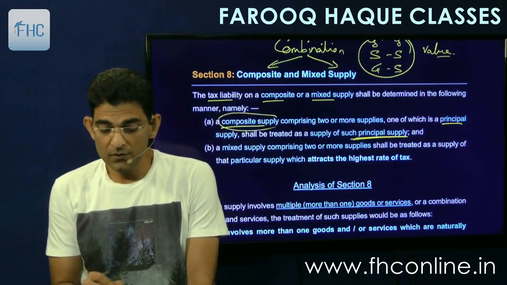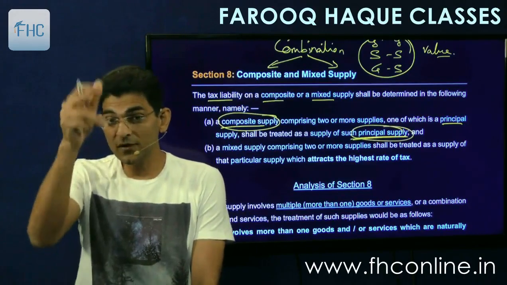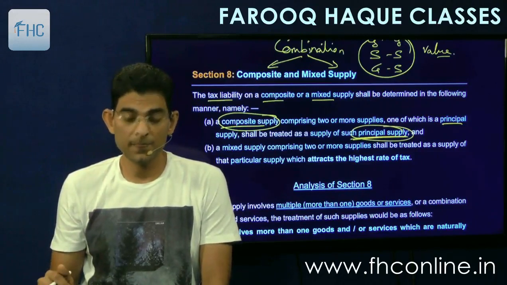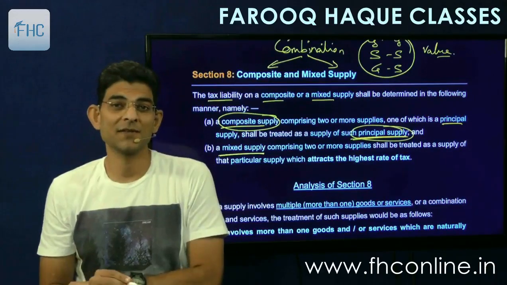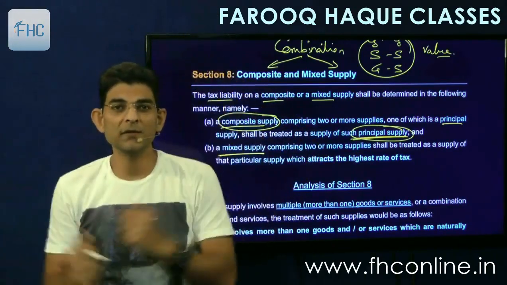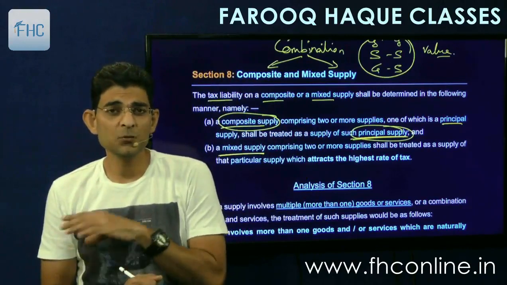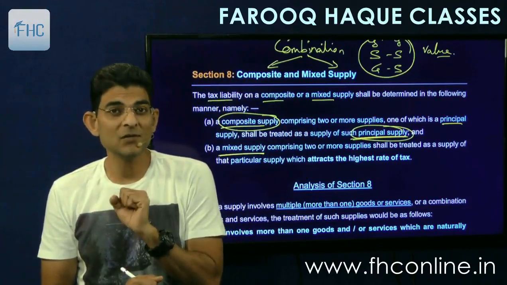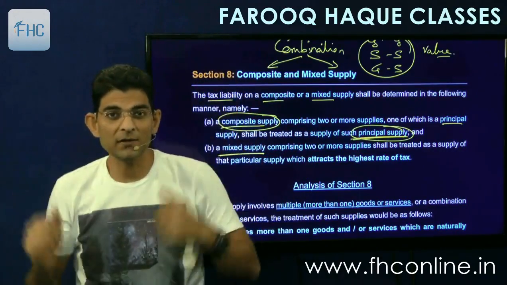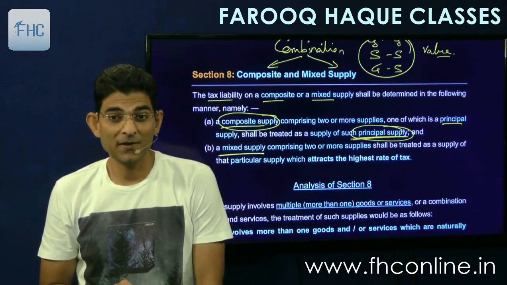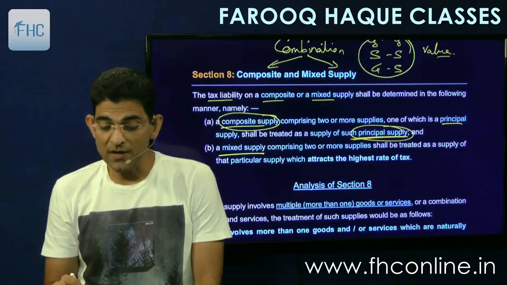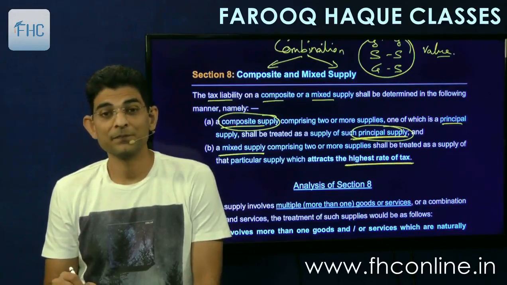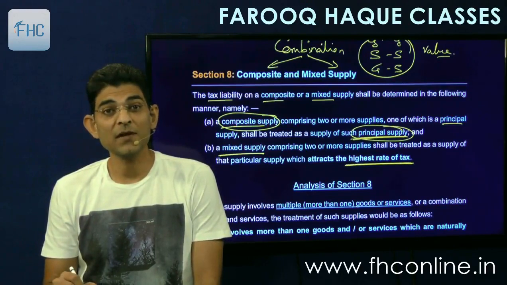So in case of composite supply, you have to see the rate of tax of the principal supply, right? And for mixed supply, now mixed supply means which is not homogeneous. You have just sold two things together, two things which don't match each other, they are not complementing each other, but you have just sold two things together. That will be called mixed supply. And in mixed supply, you have to see that good or that service which attracts the highest rate of tax.